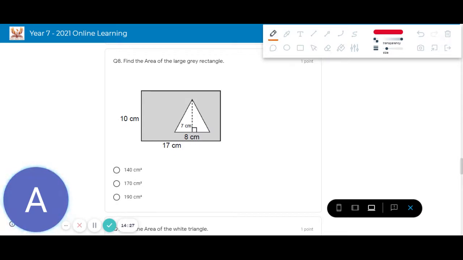The first step is finding the area of the large grey rectangle. So that includes all this area here, including the triangle in the middle. And the area of a rectangle, that's just length times breadth. In this case, our length is 17 centimetres and our breadth is 10 centimetres. So our area of the large rectangle is just 170 square centimetres.